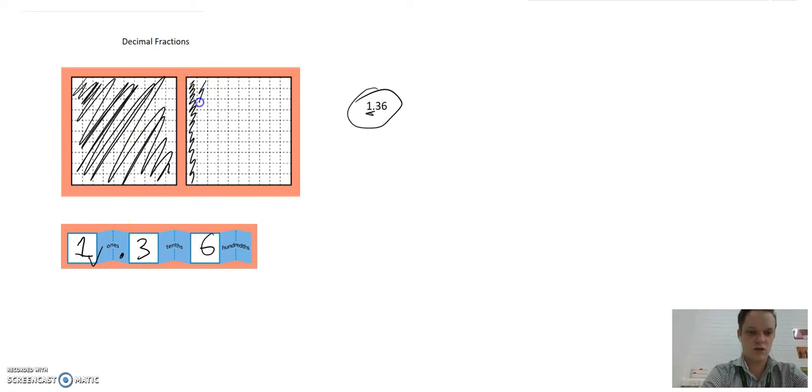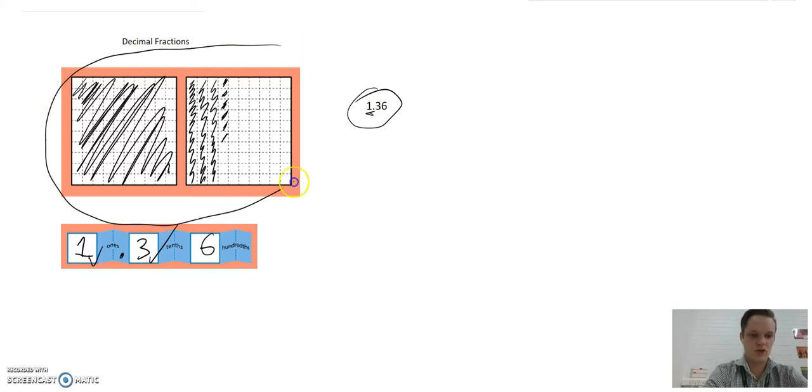That's 1, 2, 3. Done. Then we need to color in 6 hundredths, which is 6 of our little squares. 1, 2, 3, 4, 5, 6. So if you were to just see this on our board, you could easily look at it and realize we've got 1 whole and 1, 2, 3 tenths and 6 hundredths.